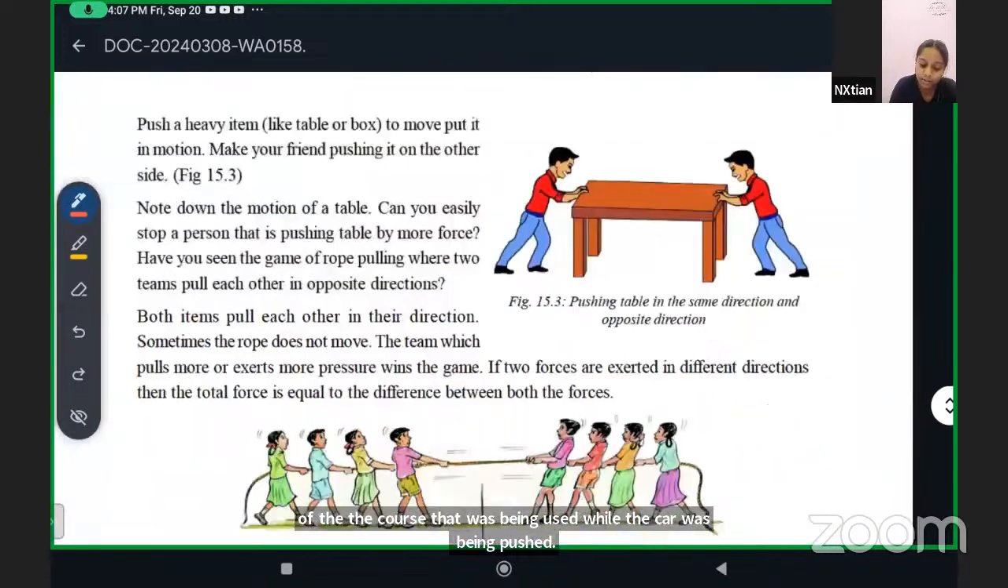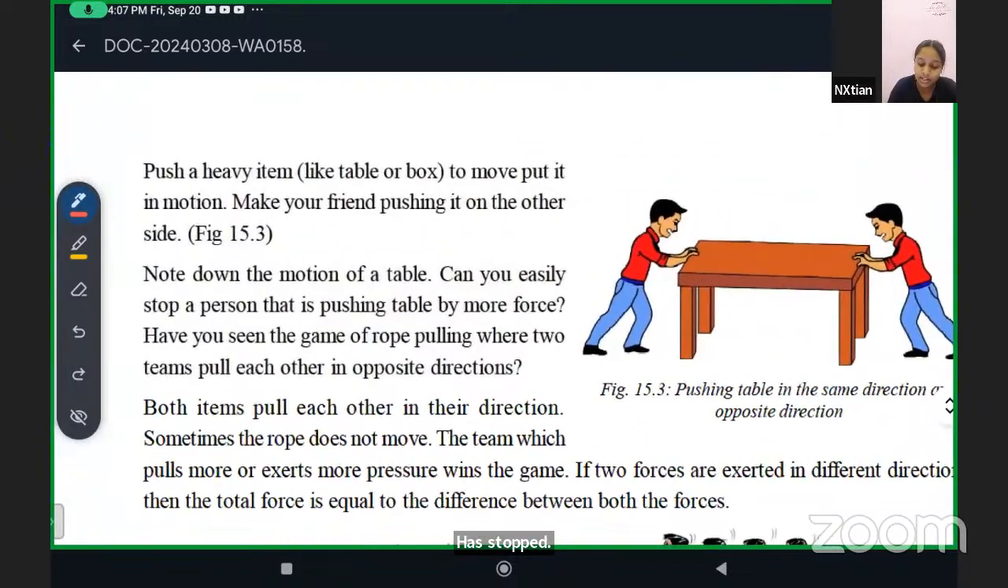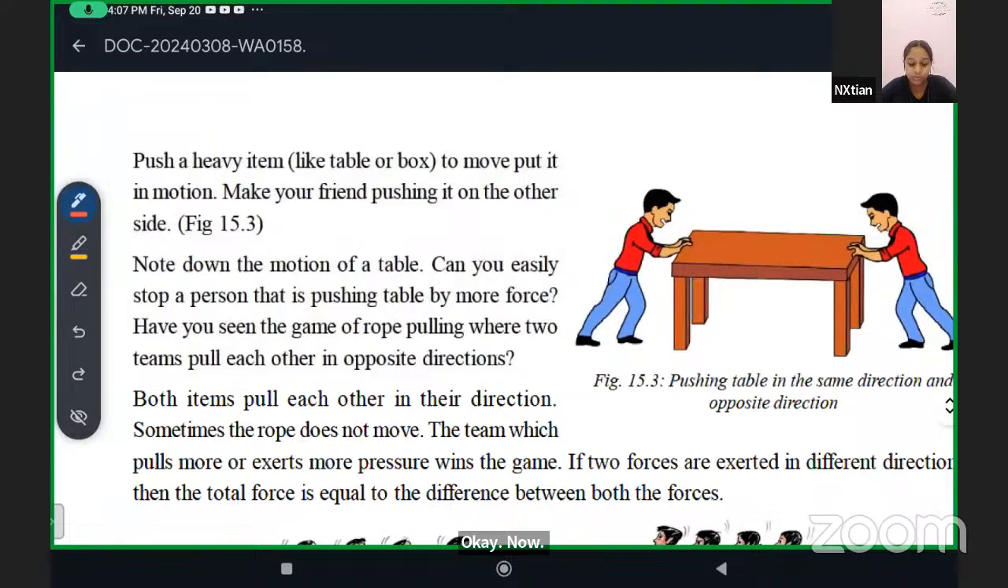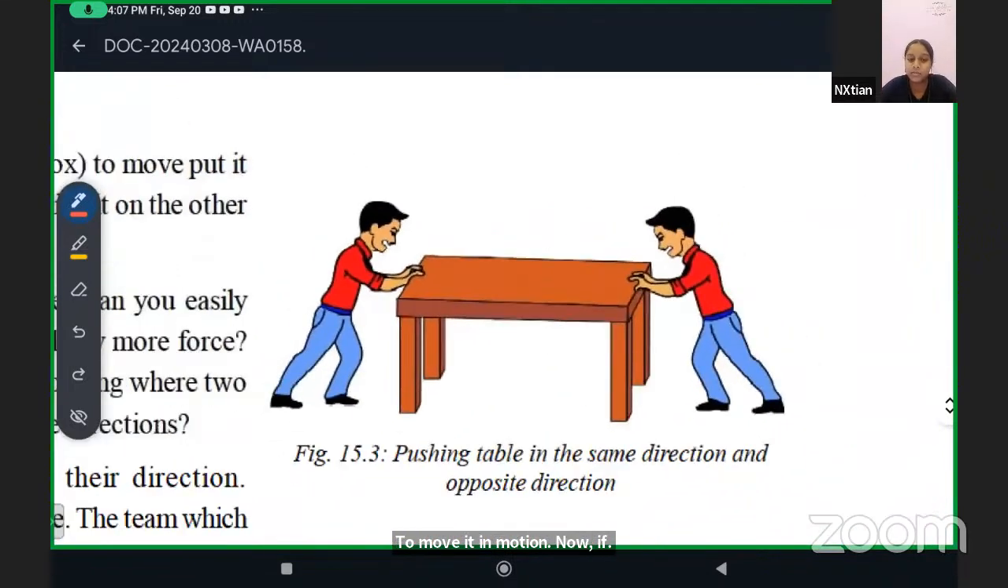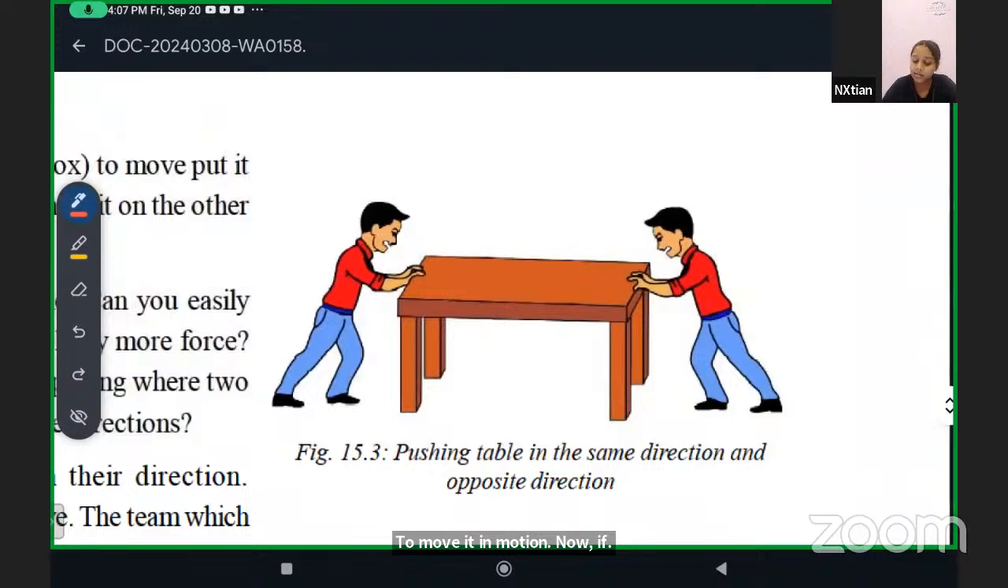Now, push a heavy item to set it in motion. Suppose two people are moving something in opposite directions. This person is moving the table in this direction and he is moving the table in the opposite direction. So what do you think will happen?